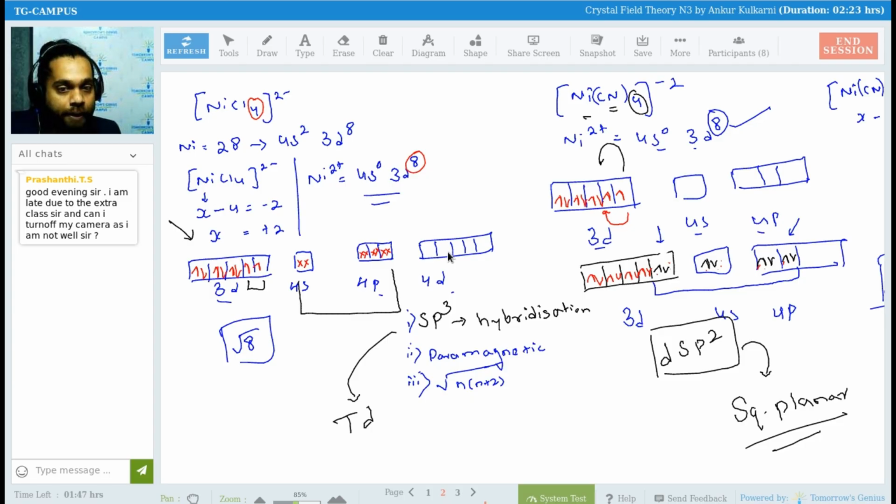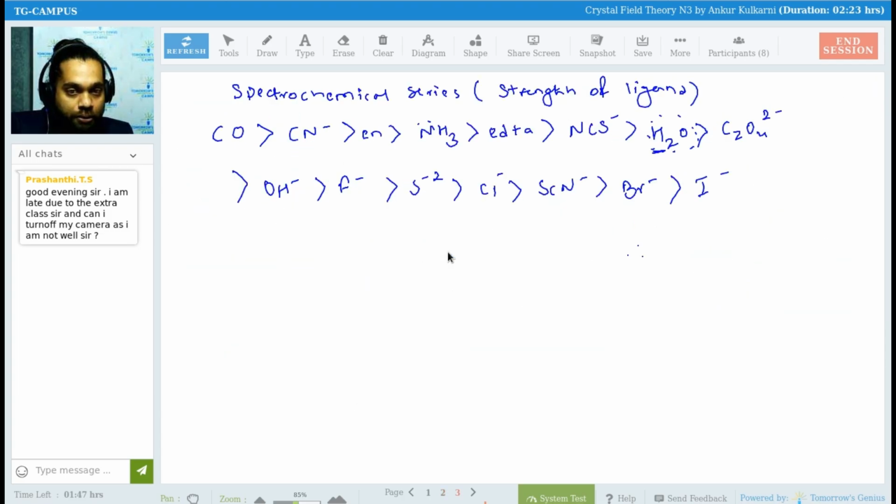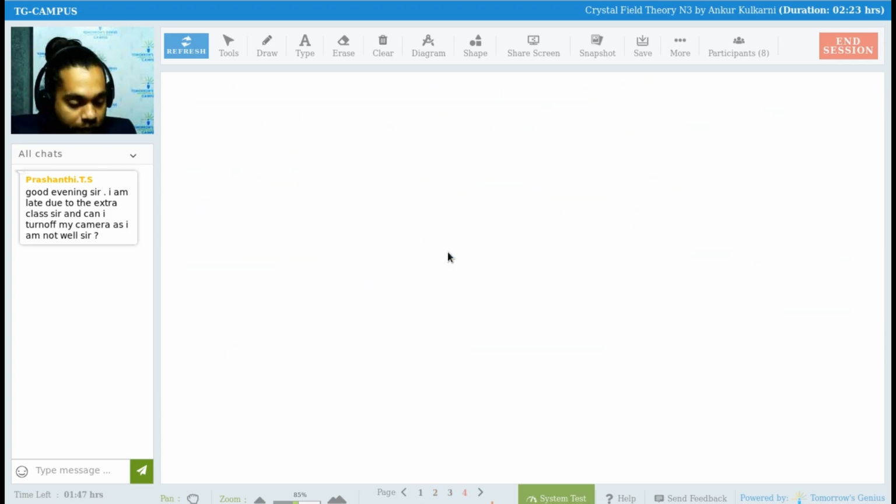Okay. Square planar. Td is tetrahedral. Kirtini, not tetragon. It is tetrahedral. Okay. Chalo, let me give you an example.